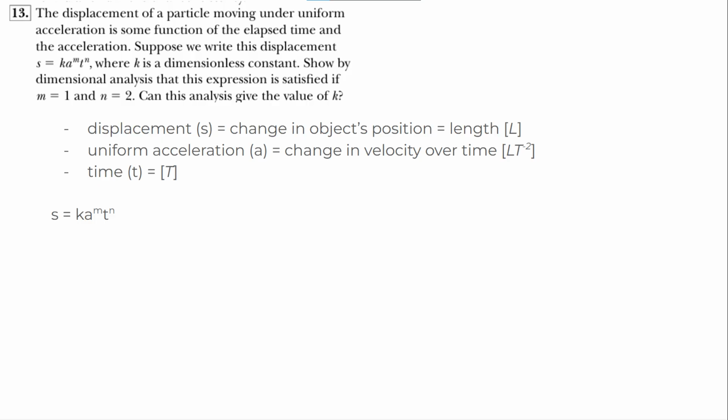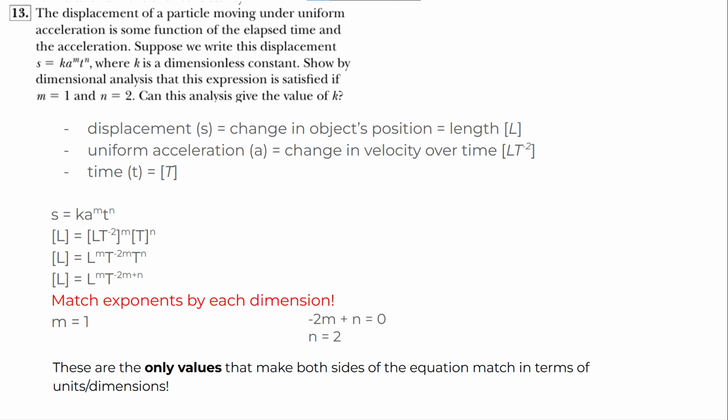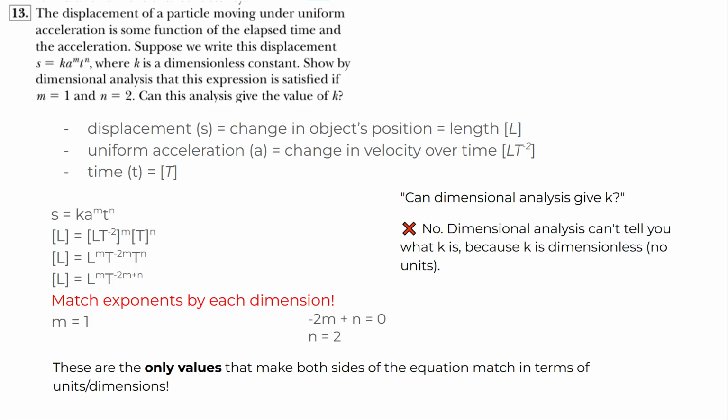We can ignore the k as it is dimensionless and plug in the dimensions of each physical quantity and perform some algebraic calculations. Now, all we need to do is match the exponents by each dimension, and we find that m is equal to 1 and n is equal to 2. These are the only values that make both sides of the equation match in terms of units or dimensions. Can dimensional analysis give k? No. Dimensional analysis can't tell you what k is, because k is, well, dimensionless.